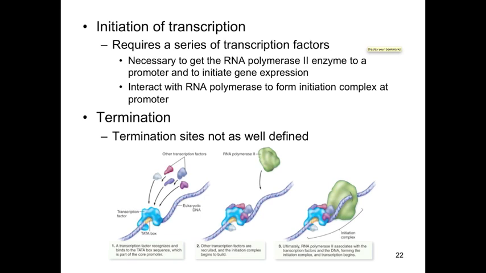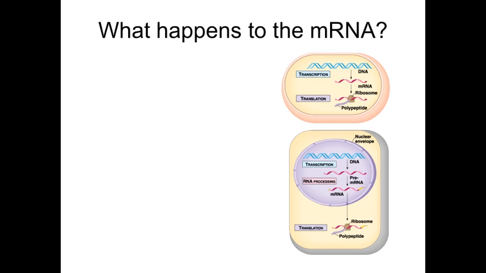And although termination sites exist, they are not that well defined in eukaryotes as they are in prokaryotes. So other than these couple of differences, everything goes along in just the same way. Once the initiation complex is formed, polymerase is able to polymerize the growth of a new messenger RNA strand, and that messenger RNA strand drops out as they reach the termination sequence. But then, what happens to the messenger RNA?